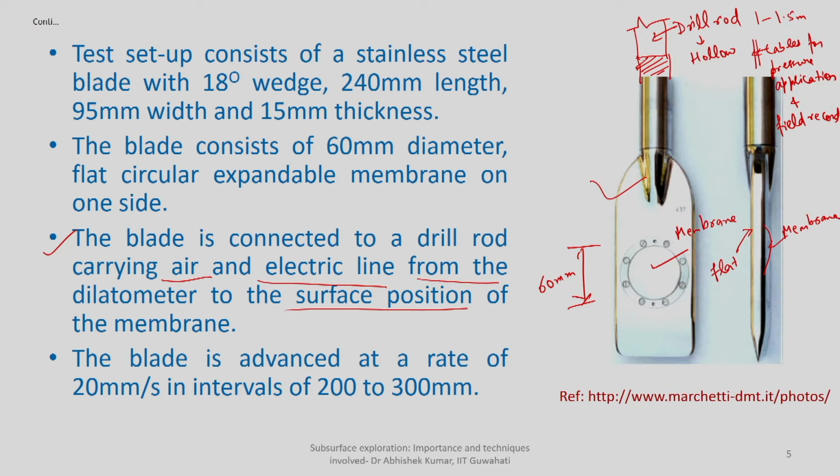The blade is generally advanced at a rate of 20 millimeter per second in intervals of 200 to 300 mm. So a 200 to 300 mm continuous push will be there, at 20 millimeter per second, which is the rate at which you are pushing it. Every time you make measurements, you record them, then go for the next push in the interval of 200 to 300 mm. Again, stop there, apply pressure, measure the different values of pressure required for this test, and so on.